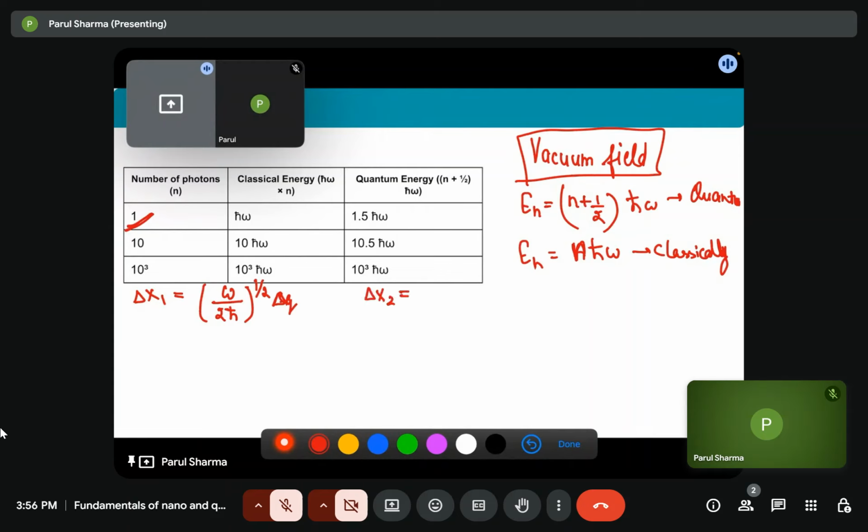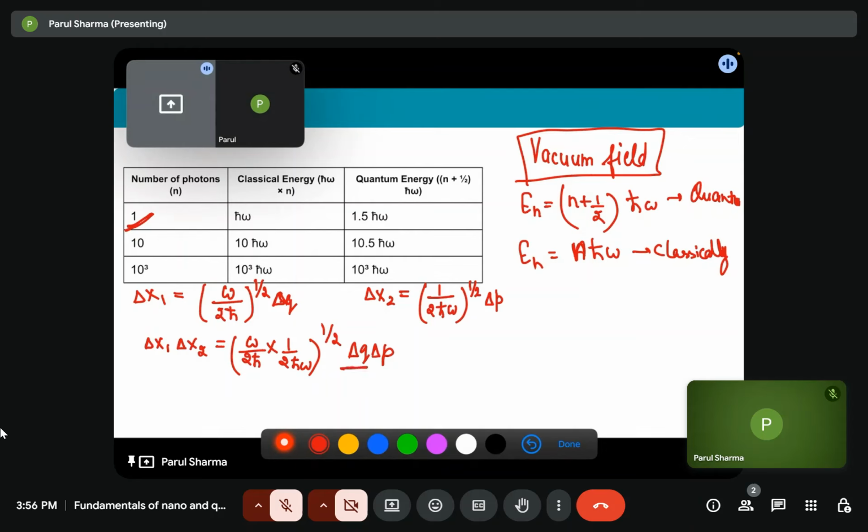Delta x2 equals 1 by 2 h cross omega by 2 delta p. So delta x1 delta x2 will be omega by 2 cross 2 cross 1 by 2 omega cross omega 1 by 2 delta q and delta p. So we know that delta q we have represented.